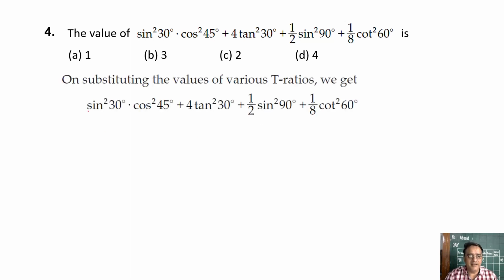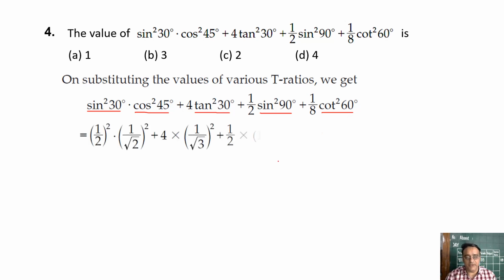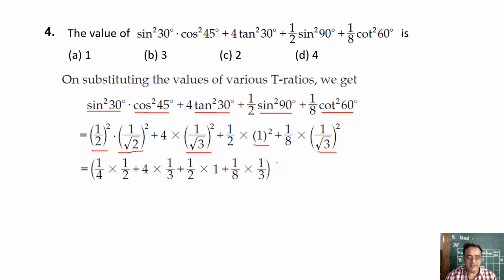So what is sin 30? 1 by 2. Cos 45 degree? 1 by root 2. Tan 30 degree? 1 by root 3. Sin 90 degree? 1. And cot 60? 1 by root 3. So we'll substitute the values. See, this will become 1 by 4, 1 by 2, 1 by 3, 1 and 1 by 3. So this step is clear, all of you?